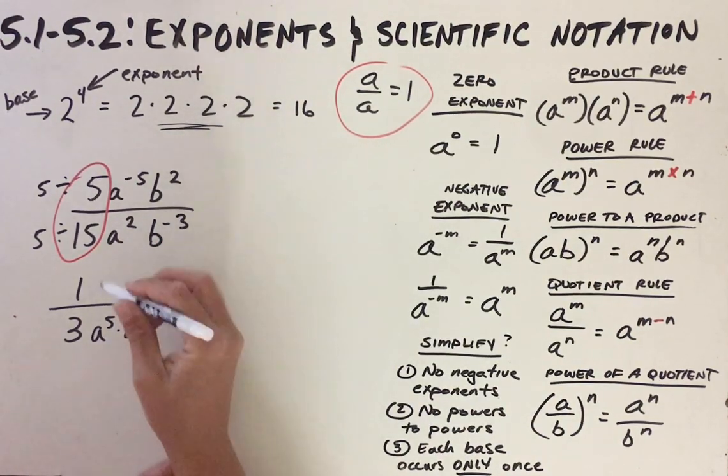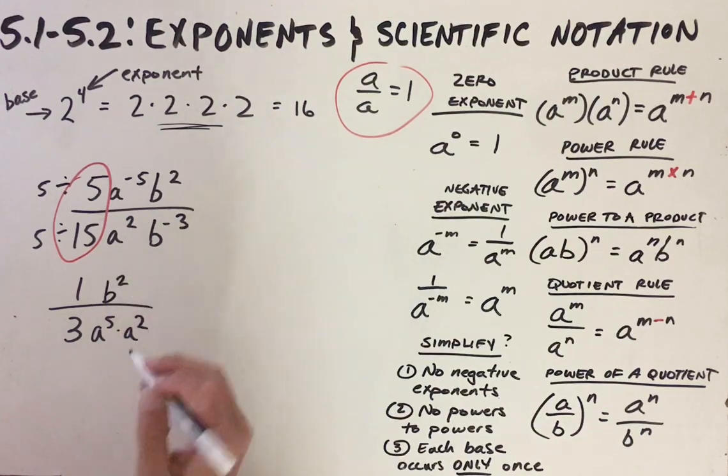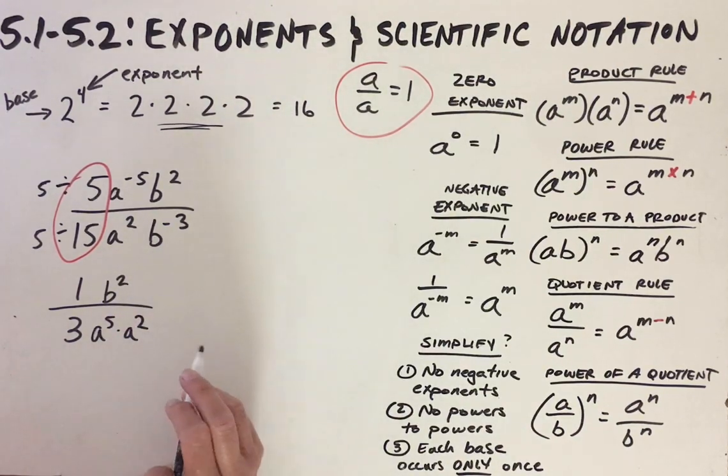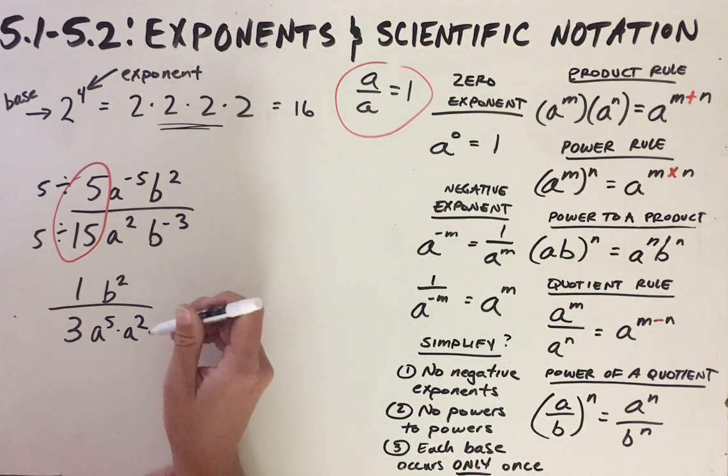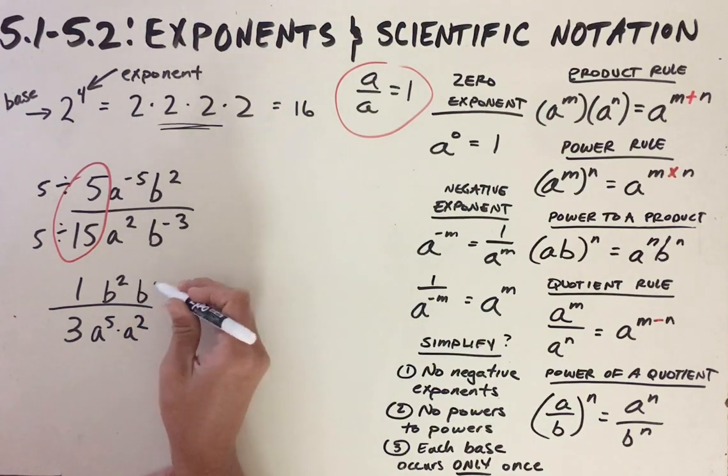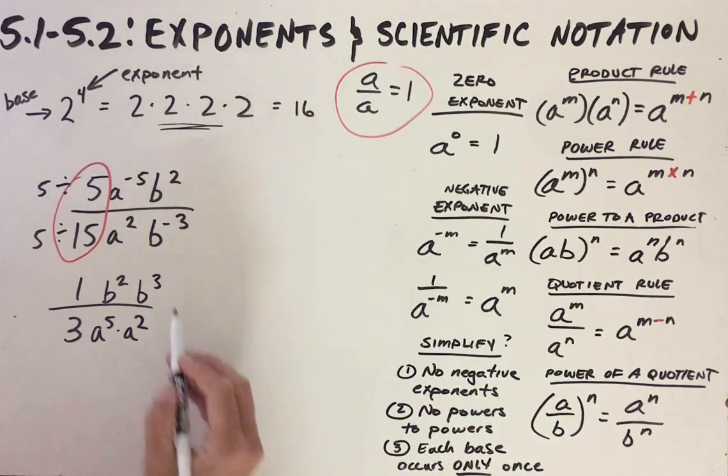What about the b squared? B squared's being just fine. He's like your kid that's quiet and easygoing, you know. But what about this b to the negative 3? Well, it's being bad, so it's going to have to go upstairs. And when it goes upstairs, it becomes positive. Okay, so this is what this problem looks like.